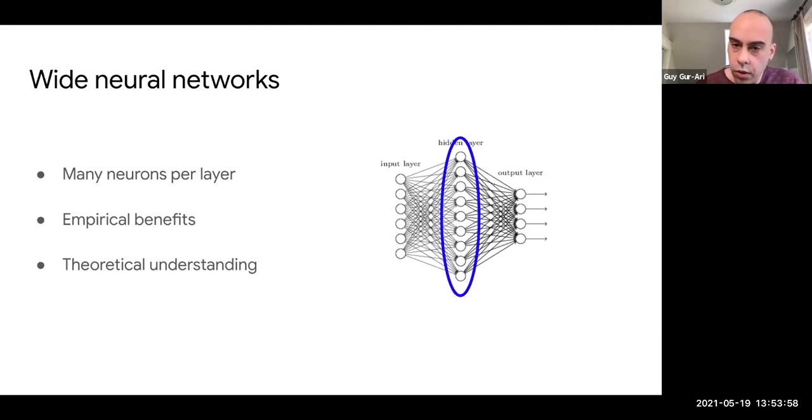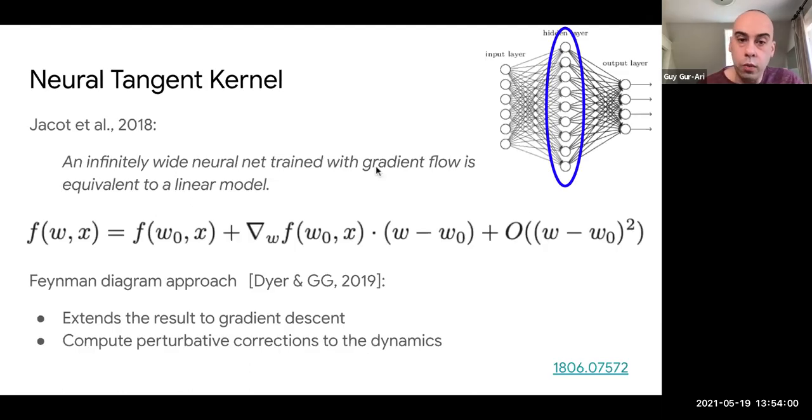I'm not going to go into all those results, but I'm going to highlight one result that we're going to build on in this talk. And that's called the neural tangent kernel. This is a theorem that came out in 2018. And it roughly means the following.